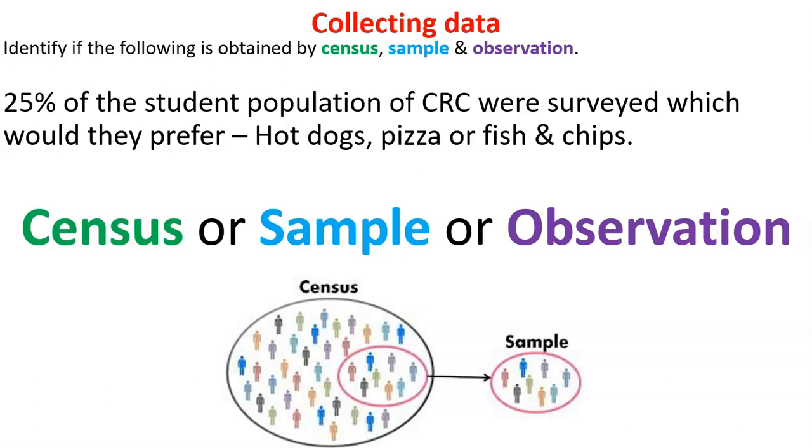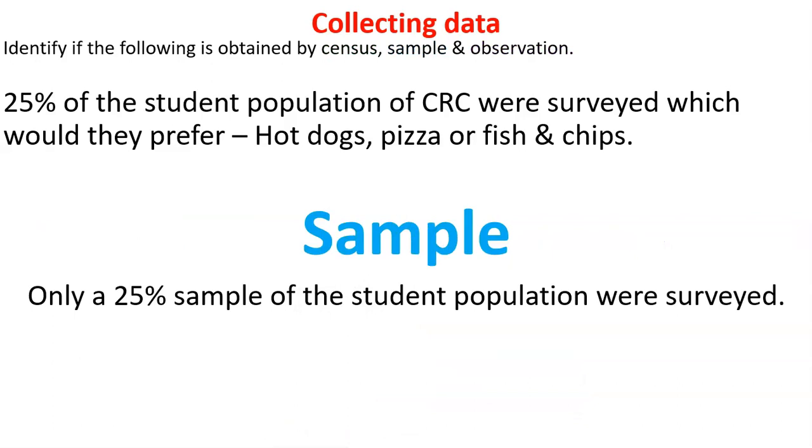Or an observation? Now, if we've got our little sheet beside us, hopefully we've printed it out, or we're looking at our notes, we'd know that this is going to be a sample. And why is it a sample? Because only 25%, only a quarter of the students were surveyed. We didn't survey the whole school. If we surveyed the whole school, it would be a census. But the fact that we've surveyed 25% means it's a sample.